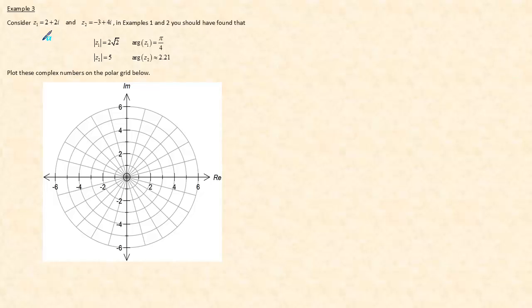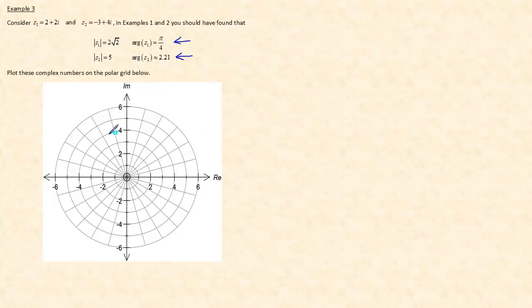Consider Z1 is 2 plus 2i and Z2 is negative 3 plus 4i. In examples 1 and 2, we've found out the modulus and the argument for each of these. We want to plot them on the polar grid below.